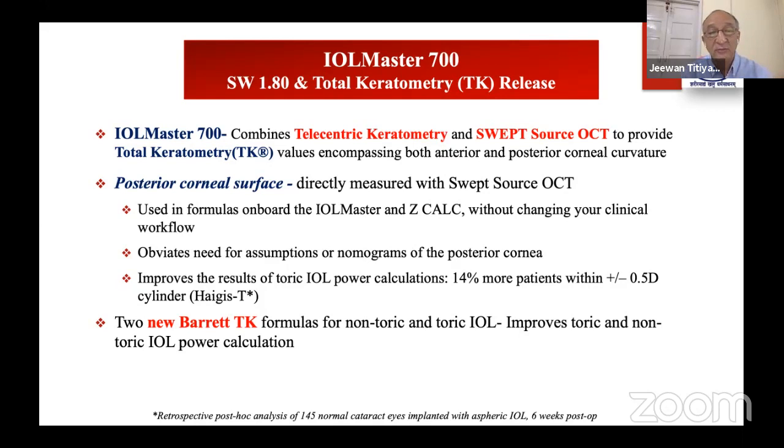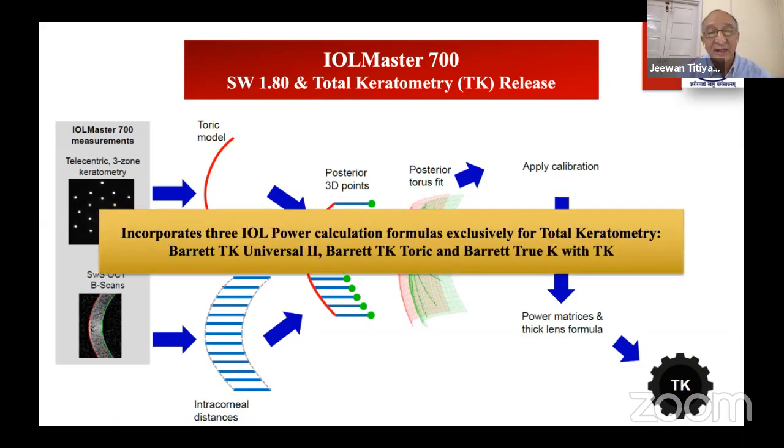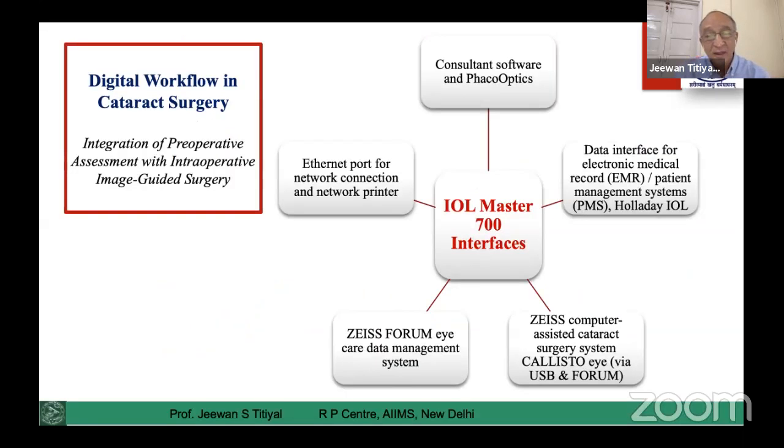If you have a better outcome with toric power calculation, the patient outcome within plus or minus 0.5 diopter increases by a further 14%. That will make things much better for our patient in terms of ultimate outcome. This was talked about by Dr. Kudlu, so I'll not go through it, but we can understand that with total K, whether with the Barrett Universal, Barrett Toric or Barrett True K, things will be better for all types of cases, especially difficult refractive surgery patients. The IOLMaster 700 has 5 important interfaces for integration into the digital workflow.